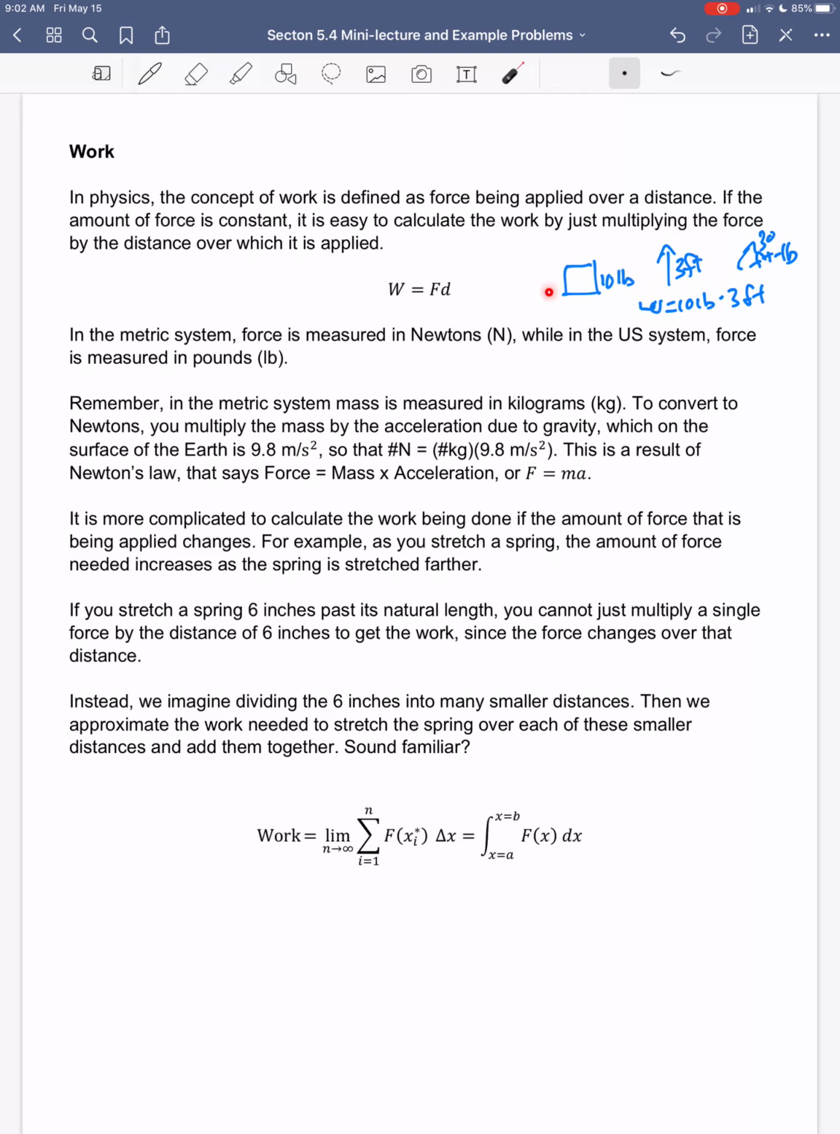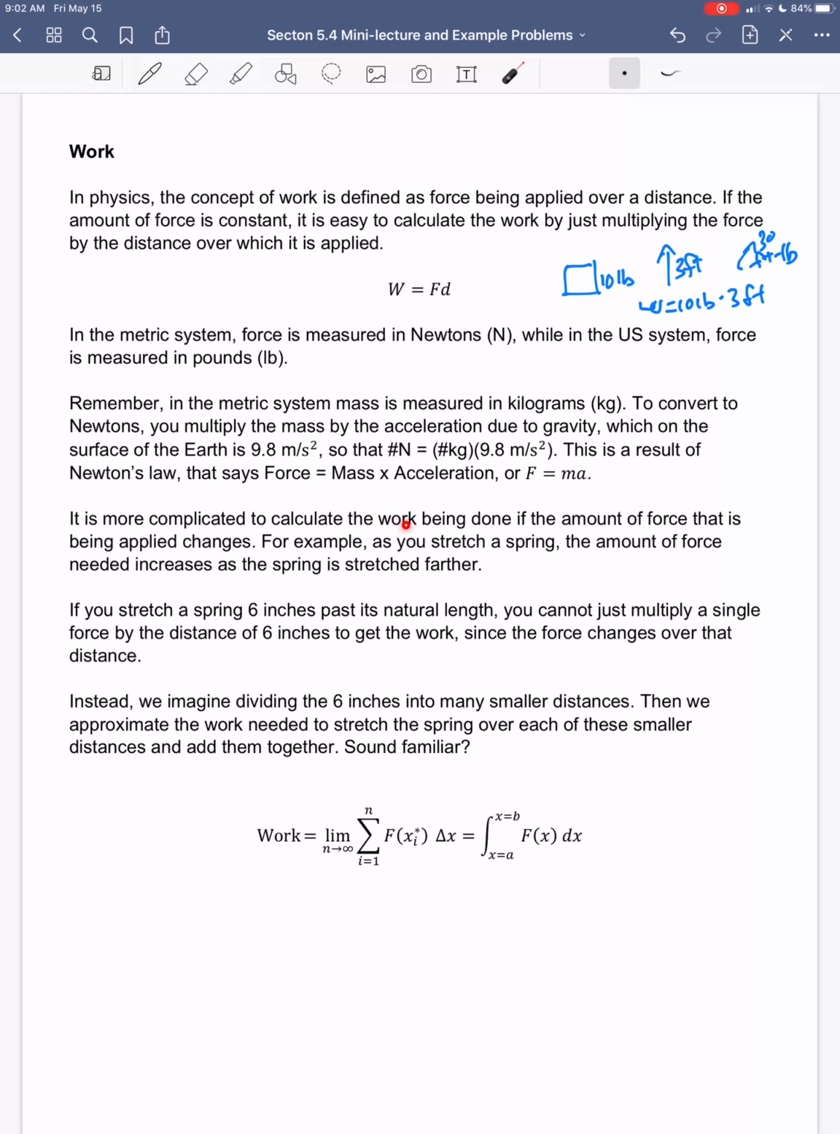So here, if I have a box that weighs 10 pounds, that's already a force. If we said that this box had a mass of 10 kilograms, I couldn't just take 10 times 3. I'd first have to take 10 times 9.8 and then multiply by 3 to get my answer in newtons. Now, that's the idea if I just have a box that's the same weight.